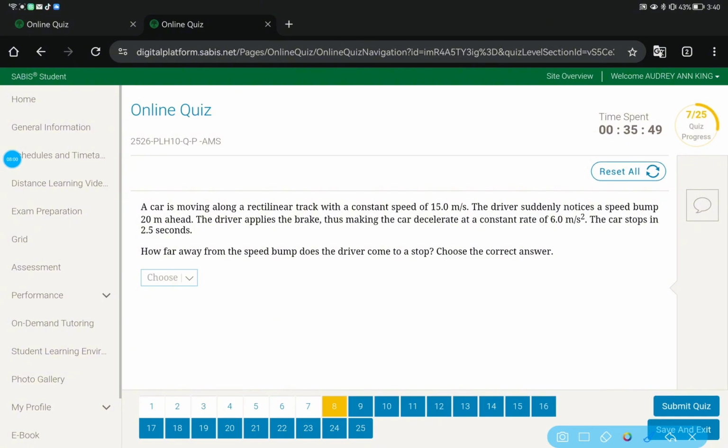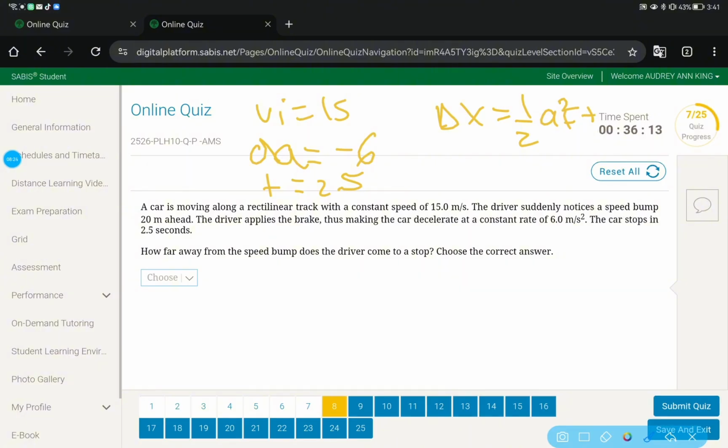Okay, let's write down our givens. So we have the initial speed, which is 15. Our acceleration, or in this case deceleration, which is -6. Our time, which is 2.5. And there's a speed bump 20 meters ahead. So first we need to calculate the stopping distance. So we're going to use the formula delta x equals half of at squared plus vit.